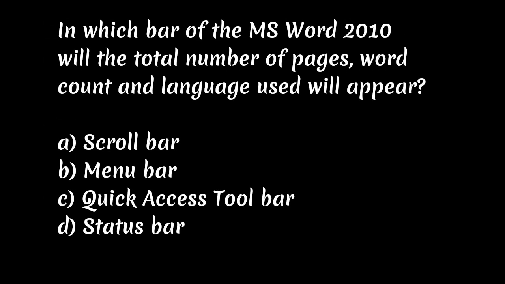Question 47. In which bar of the MS Word will the total number of pages, word count and language used appear? A. Scroll bar. B. Menu bar. C. Quick access toolbar. D. Status bar. Answer D. Status bar.